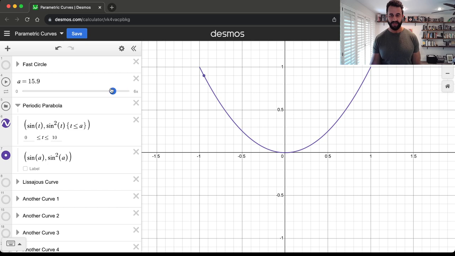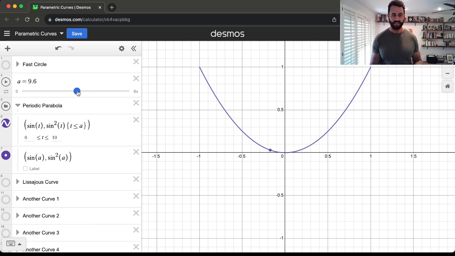Let me go back to the beginning here. So we start here at the origin 0, 0, because sine of 0 is 0, so we get 0, 0. Up we go, and then it keeps going back and forth. It's a periodic parabola.